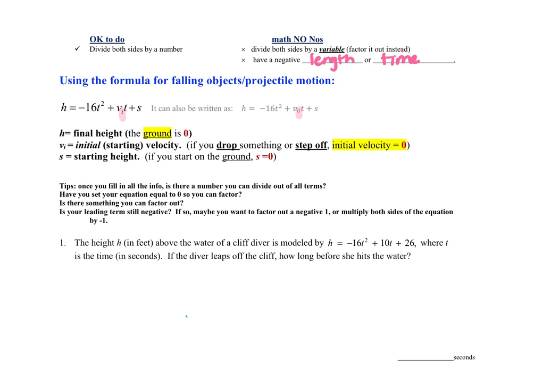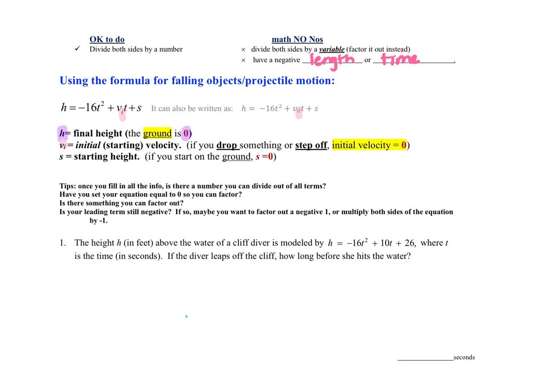Well, h is the final height. It's the height at any given moment. What is your final height after 2 seconds? What is the final height after 5 seconds? If the final height is the ground, how long before something hits the ground? The final height is 0, because the ground is 0 feet.